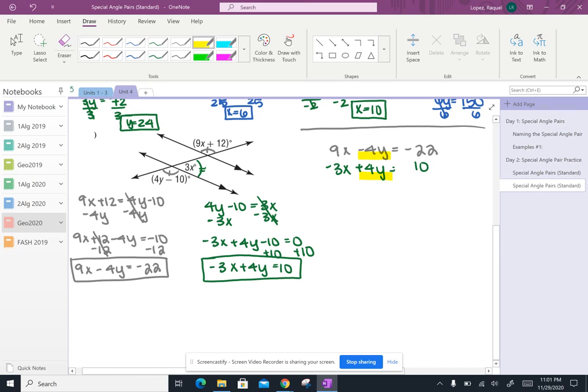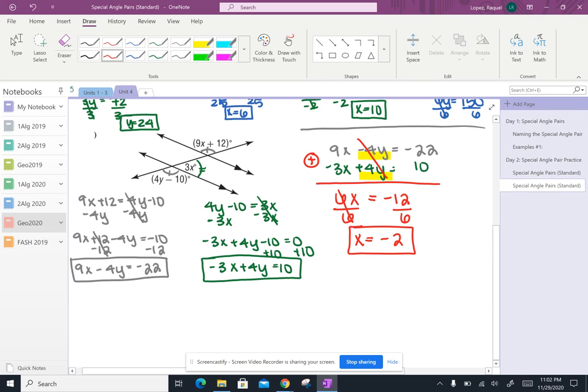So I don't really need to alter any of my equations. I can just go ahead and add the top equation to the bottom equation because when I add negative 4y plus 4y, that cancels out. And then we can do the rest. So we have 9x plus negative 3x, that becomes 6x. And negative 22 plus 10 is going to be negative 12. Let's divide by 6 on both sides, and we get an answer of x equals negative 2.